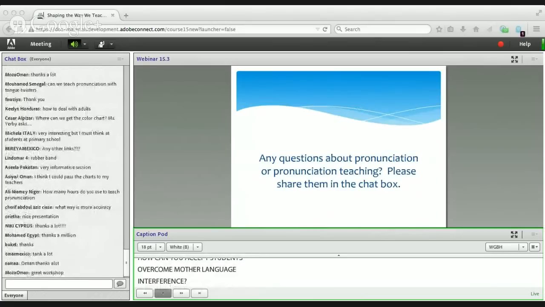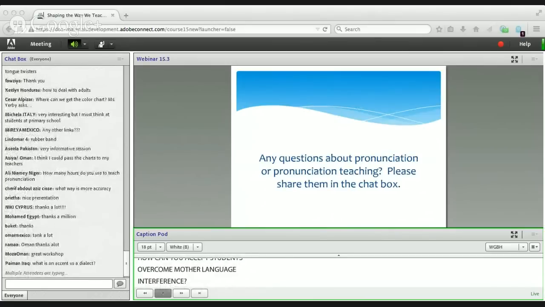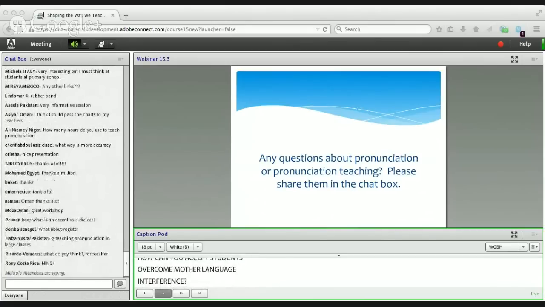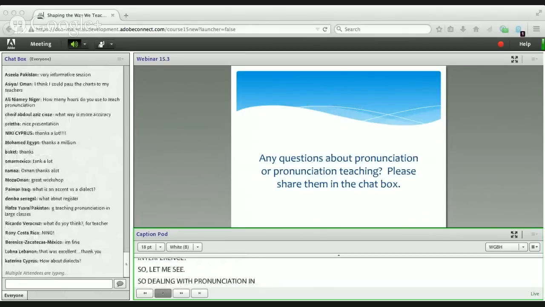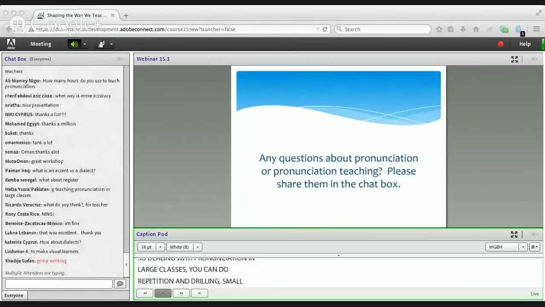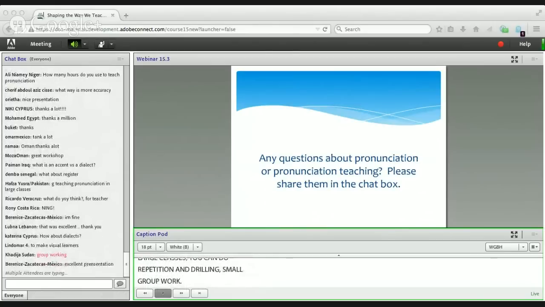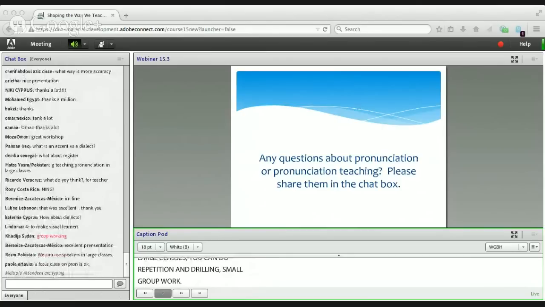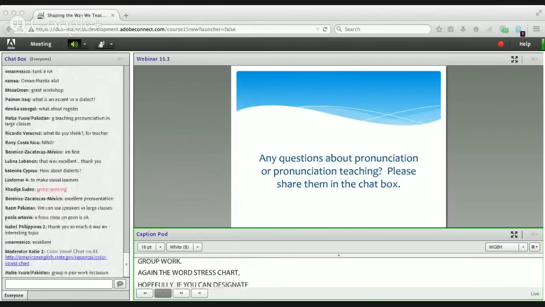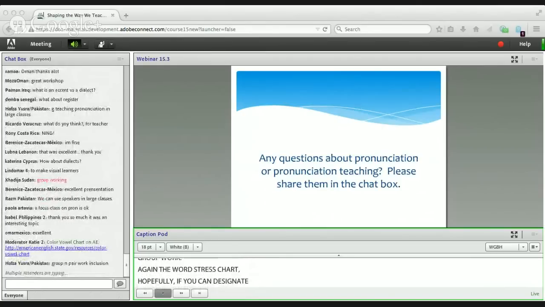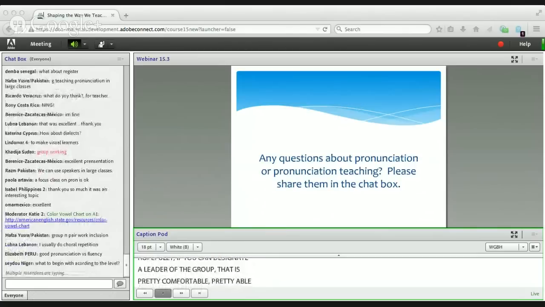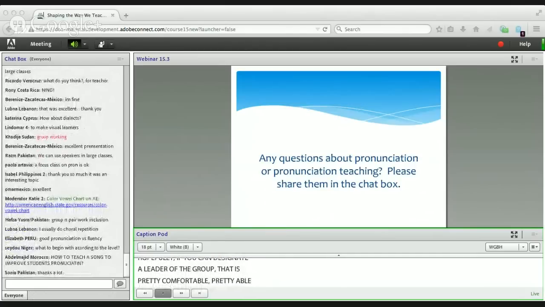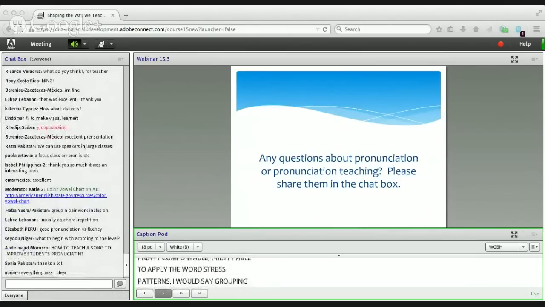Dealing with pronunciation in large classes, you can do choral repetition and drilling. You can do small group work. Again, that word stress chart, da, da, da, da, da, da. Hopefully, if you can designate a leader of the group that is pretty comfortable, pretty able to apply the word stress patterns, I would say grouping is a really good way, and whole class choral repetition. I'll put that word in here, choral.